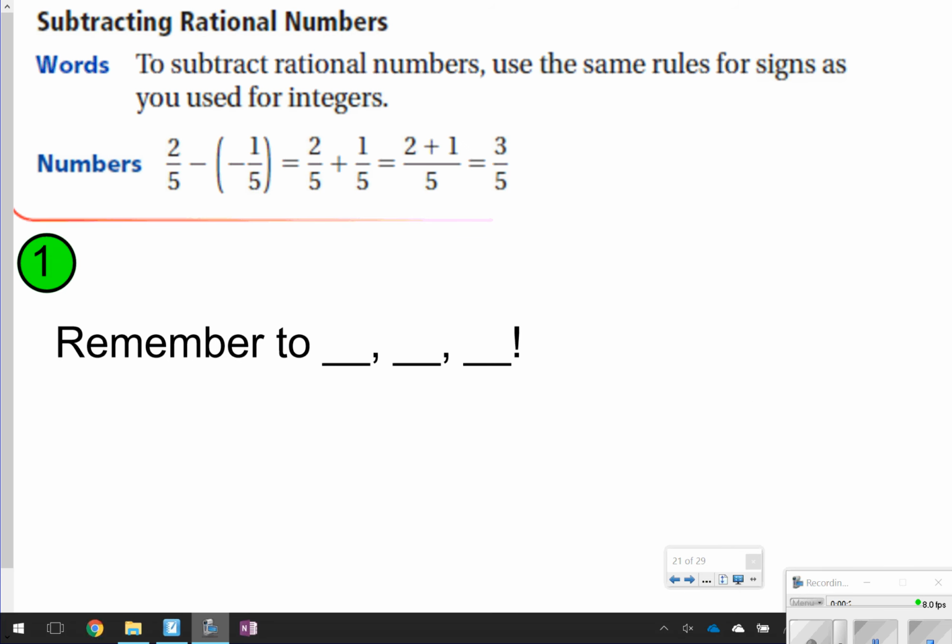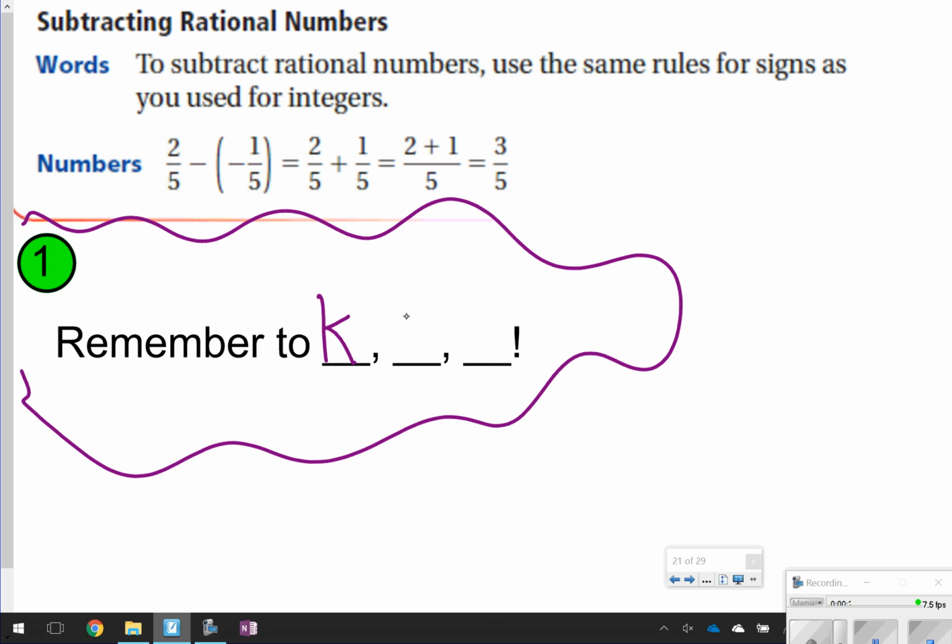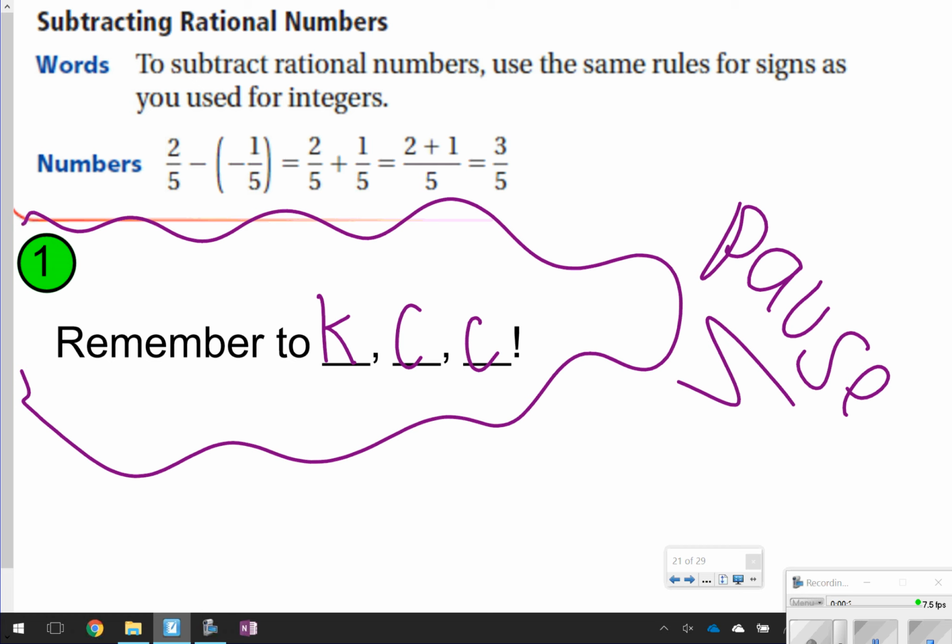The first thing we want to write down is always remember whenever you are subtracting rational numbers or subtracting decimals, you need to remember to keep, change, change, or KCC. So let's go ahead and take time now to pause the video real quick so you can write that down. Once you're done, click play.